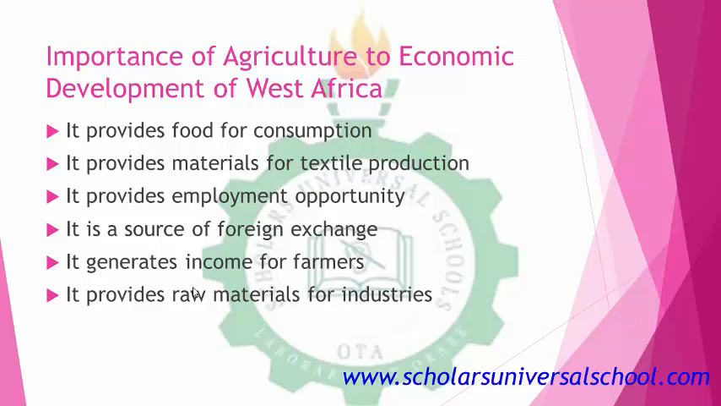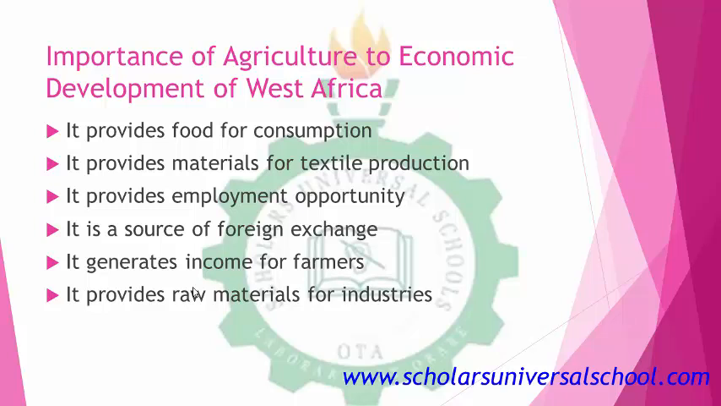Another importance is the provision of materials for textile production. Agriculture is very important because it helps to provide materials that can be used in most of our industries. Most of the industries that we have, the raw materials used in those industries are mainly gotten from the agricultural sector.